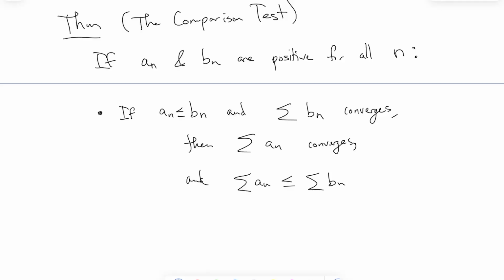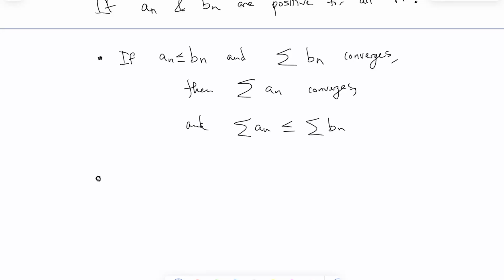So if your individual terms are all less than the other terms, and the bigger ones converge, that means the little ones converge also, and what they converge to is less than or equal to what the other one converges to. All right? And so that's the first dot. There are two bullet points here. One is about if the bigger one converges. That's what I just said. The next one will be about if the smaller one diverges, then that means the bigger one also diverges.